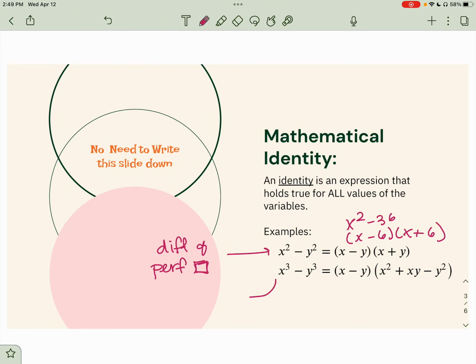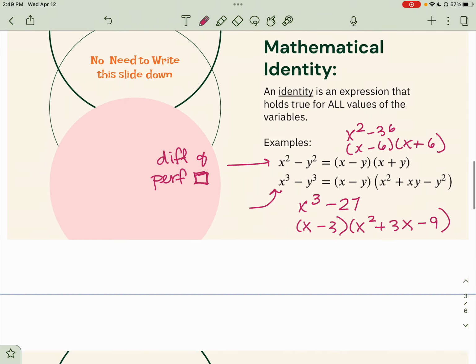You may or may not have last year talked about the difference of cubes. An example here would be like this. And you would factor into x minus 3, x squared plus 3x plus 9. Okay, so that is how you would factor it. But we're going to use these identities or the idea of identities as we move forward.